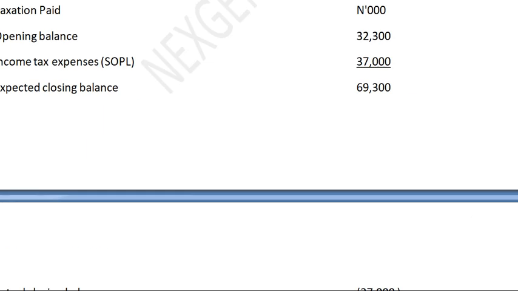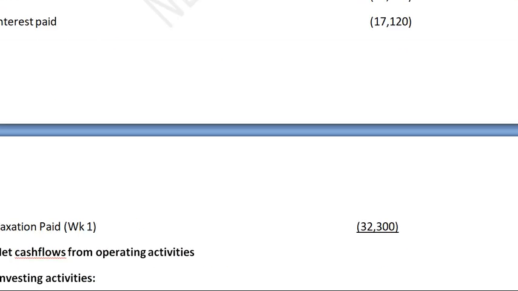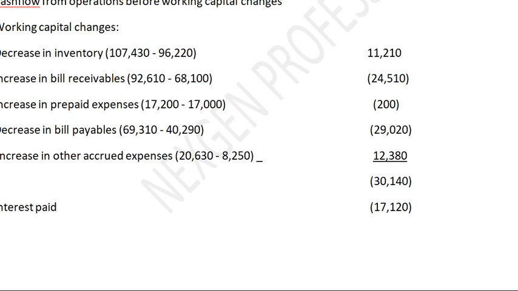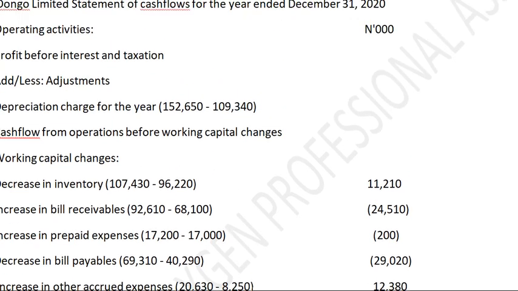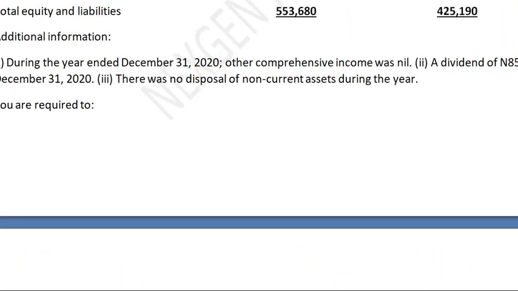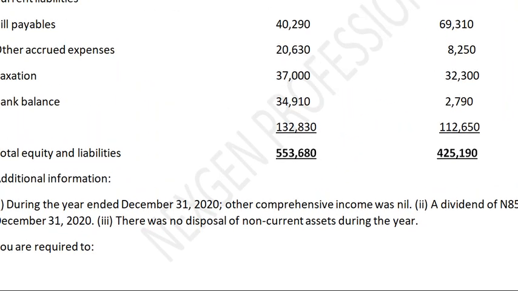Let's go. Do we have cash and cash equivalent under the current liability? Are we still together, please? Yes, sir, we are. Okay. Here we have bank balances. So for 2020, we have 34,910, and then we have 27,900 for 2019.